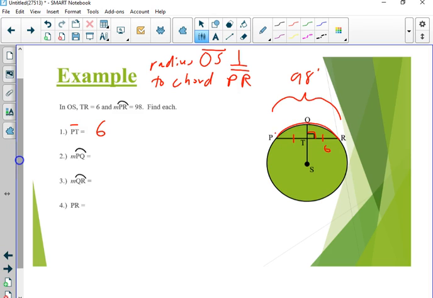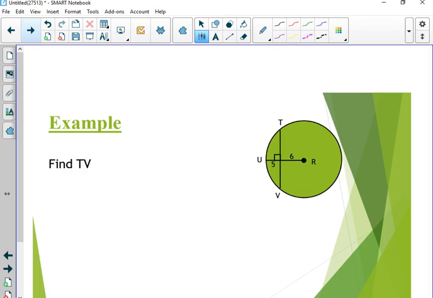PQ, which is this part right here. So we know PQ and QR are going to be equal. They've been bisected. Okay, so 98 divided by 2 is 49 degrees. And therefore QR is also going to be 49 degrees. Now PR, line segment PR, is going to be 6 plus 6, which is 12. Nothing to it. Okay, find TV. Well, TV is the length of the chord.